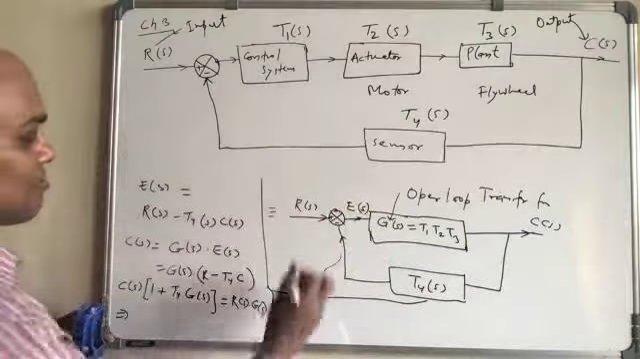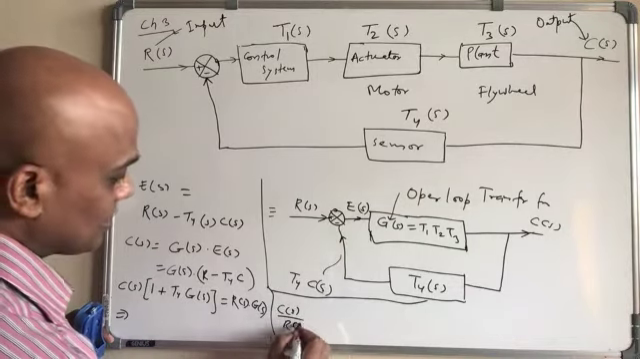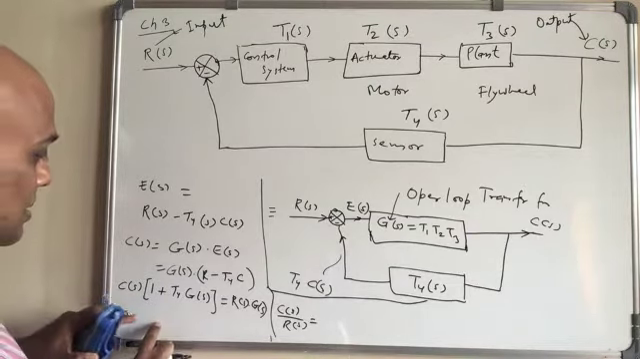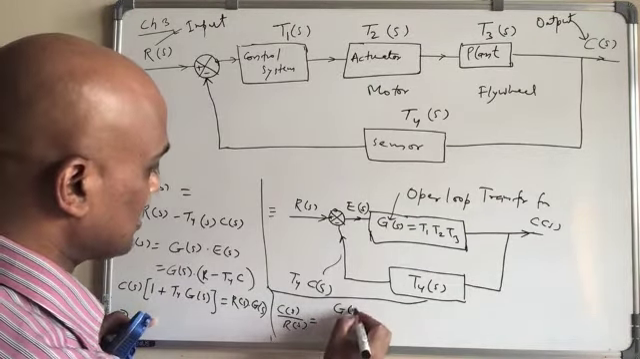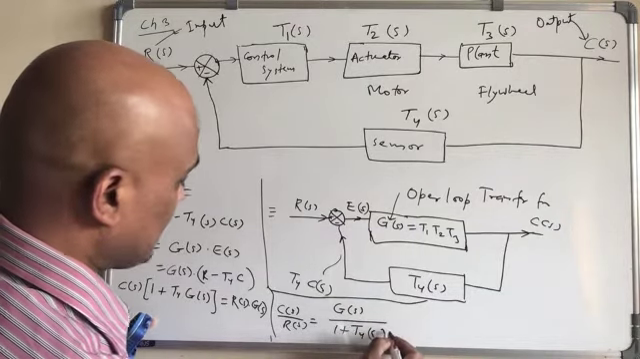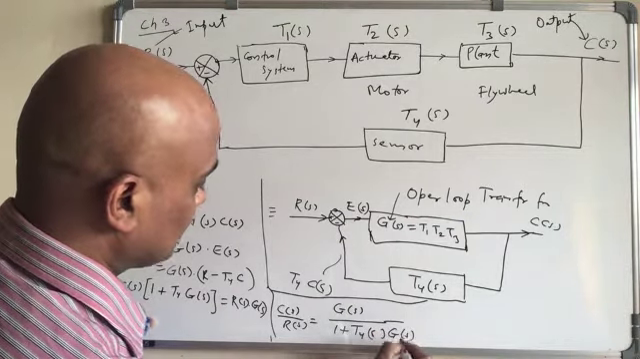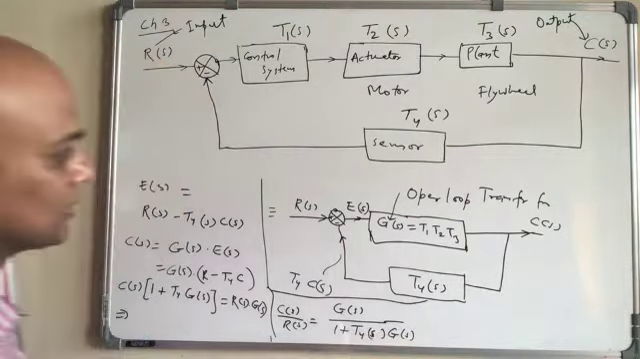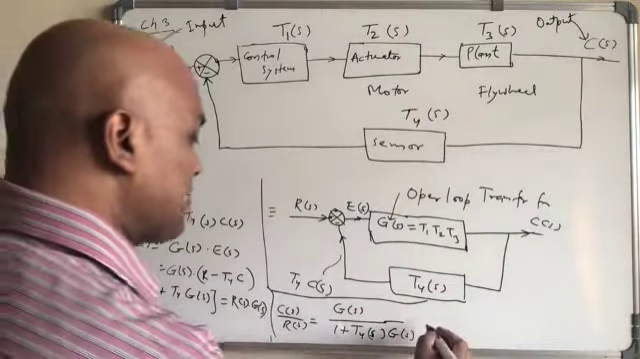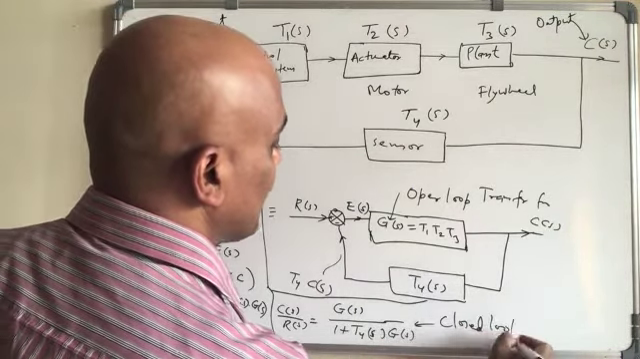overall transfer function, that is CS over RS is equal to GS divided by 1 plus T4S times GS. Yeah. So this is what we call the closed loop transfer function, right?